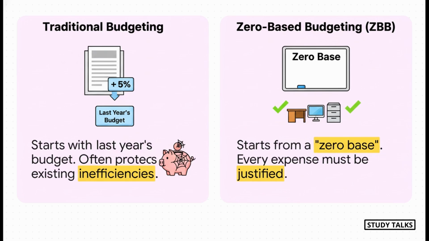ZBB says, nope, we start from scratch. Every single year, every department starts with a budget of zero. They have to justify every single rupee they want to spend, from the ground up. It forces everyone to ask, do we really need this? Which is an amazing way to find and cut out waste.